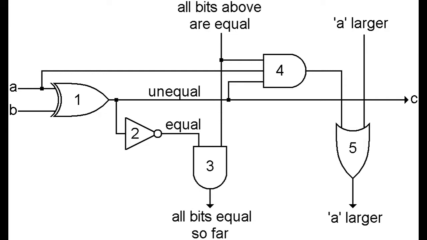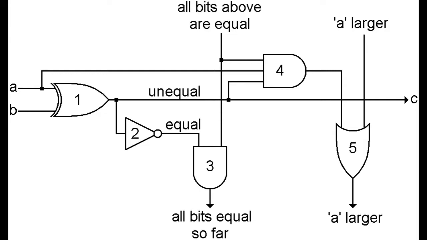But contrarily to the adder circuits, which are chained starting with the least significant bit, for the comparator, you start with the most significant bit. So to check if 2 bits are equal, all the bits that you have seen so far have to be equal, and those 2 under inspection right now have to be equal. So that's what that AND gate number 3 does.